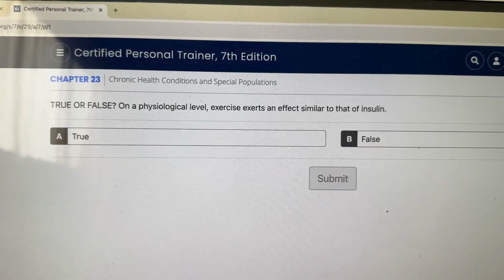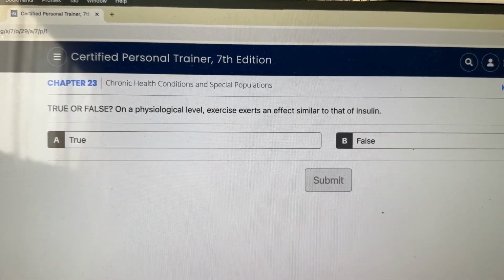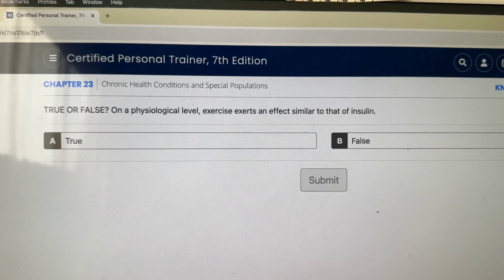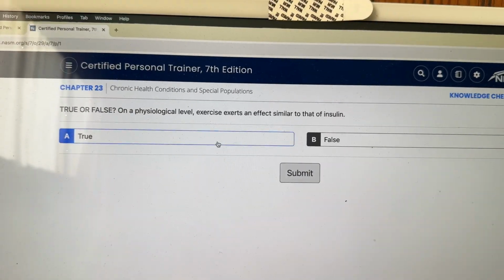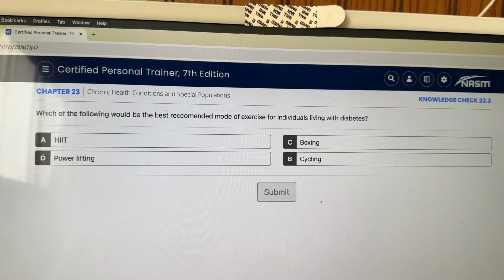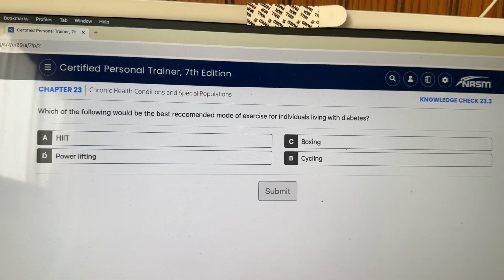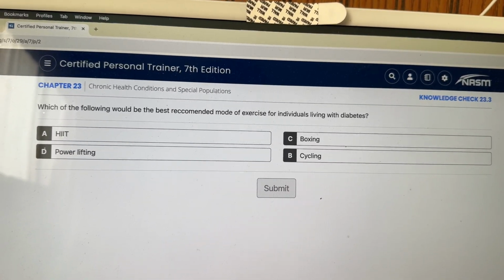True or false? On a physiological level, exercise exerts an effect similar to that of insulin. I think that's true. Which of the following would be the best recommended mode of exercise for individuals living with diabetes? Cycling?